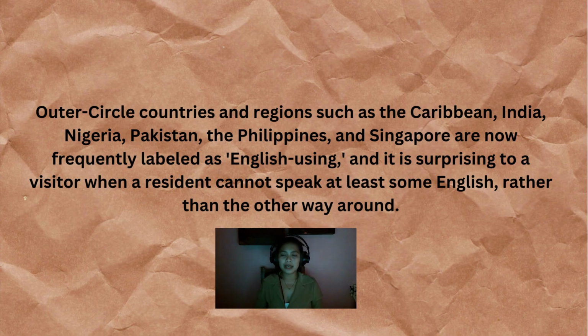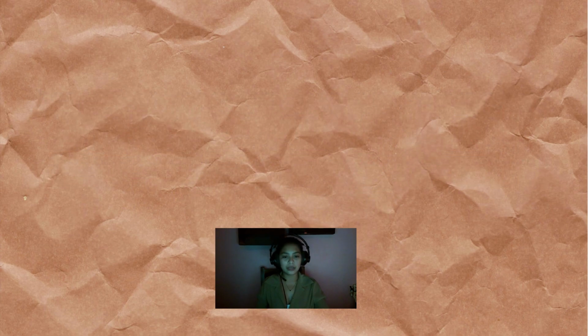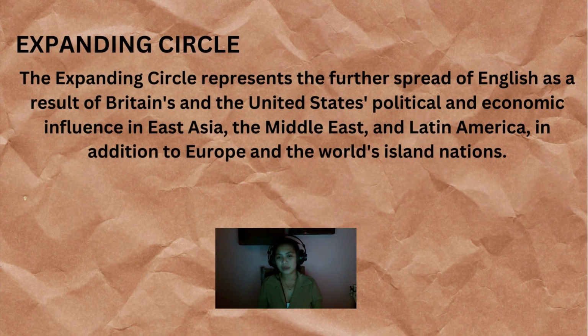Outer circle countries and regions such as the Caribbean, India, Nigeria, Pakistan, and also the Philippines and Singapore are now frequently labeled as English-using. It is surprising to a visitor when a resident cannot speak at least some English, rather than the other way around. So, what is the expanding circle?